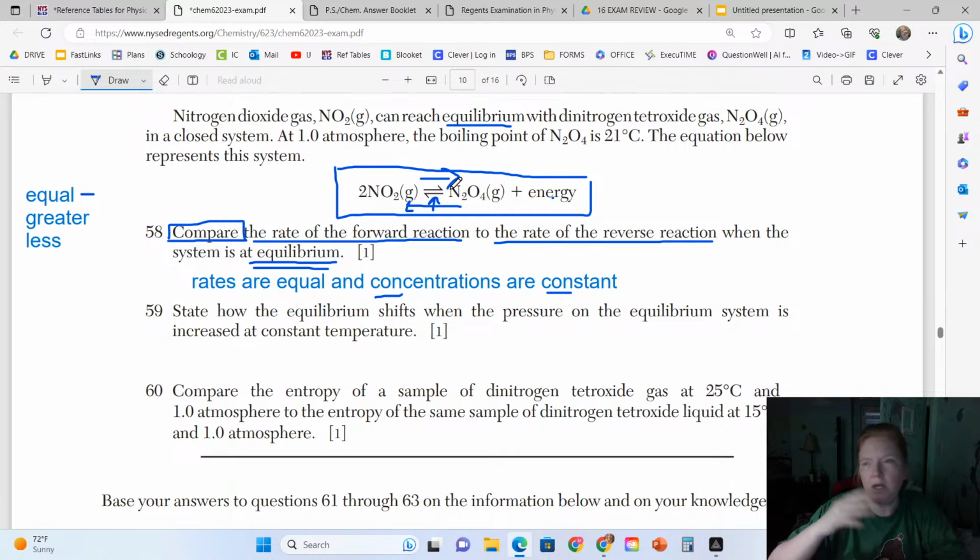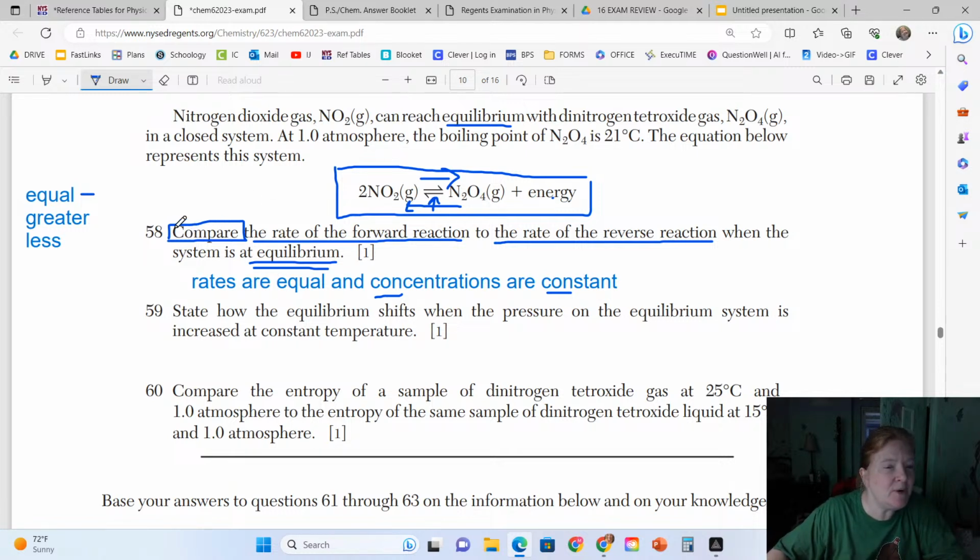If the answer was something else, like one had to be greater, then you would have to say which one is greater. But if they're equal, you can literally just write the word equal. That's it. So the answer for 58 is simply that they're equal. And that's just a remembering.